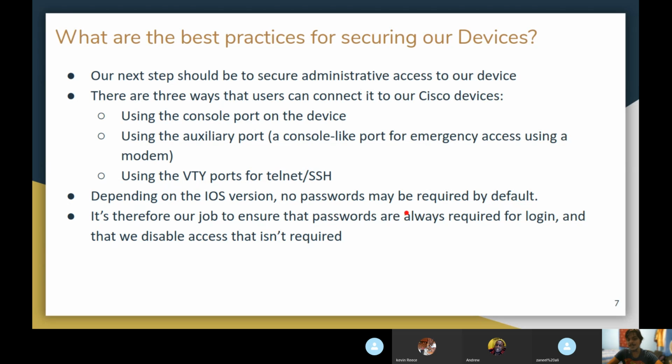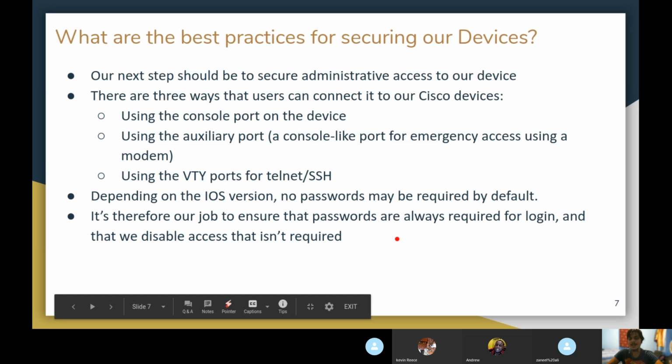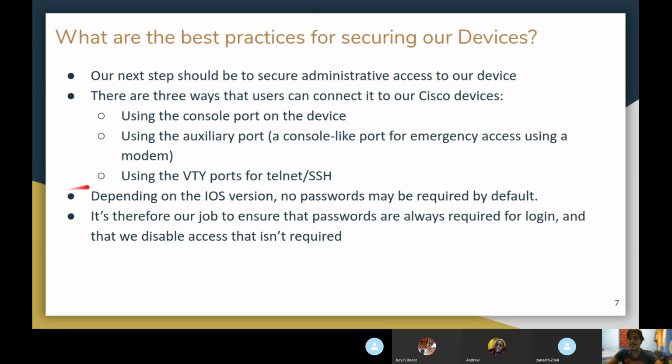It's therefore our job to ensure that passwords are always required for login and that we disable access that isn't required. On certain Cisco devices, we may have more than three methods here. These are the three we usually want to leave, right? But we may have HTTP and HTTPS access through the web server that's built into the Cisco device. In newer Cisco devices, you might have API access that might allow another program to pull JSON data or push configurations to our devices. And if we're not using these newer features, then we want to disable them, right?